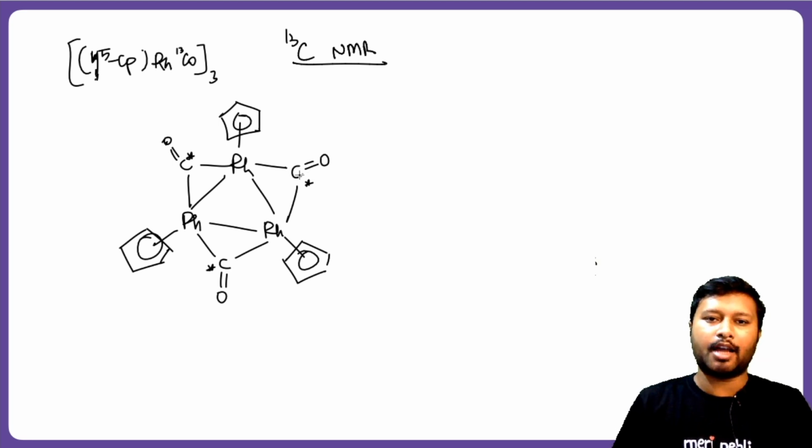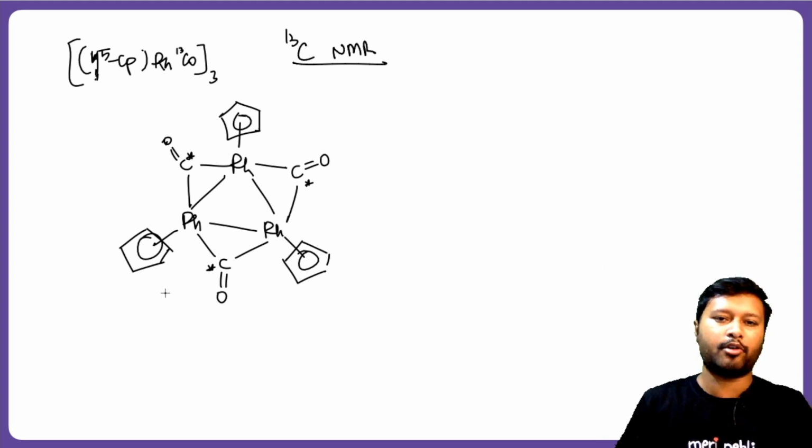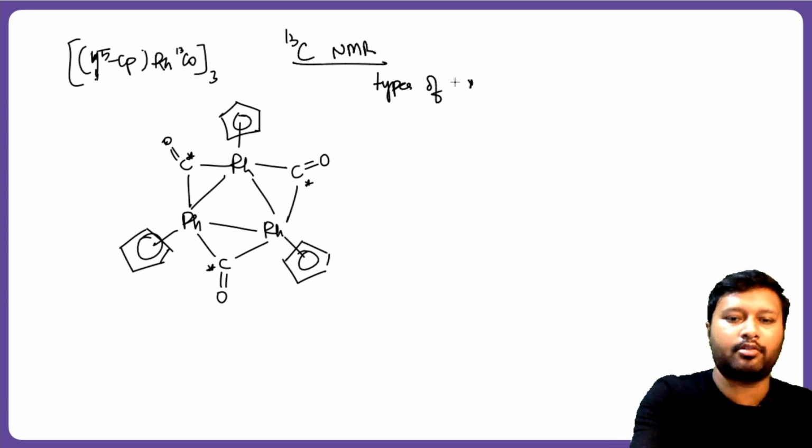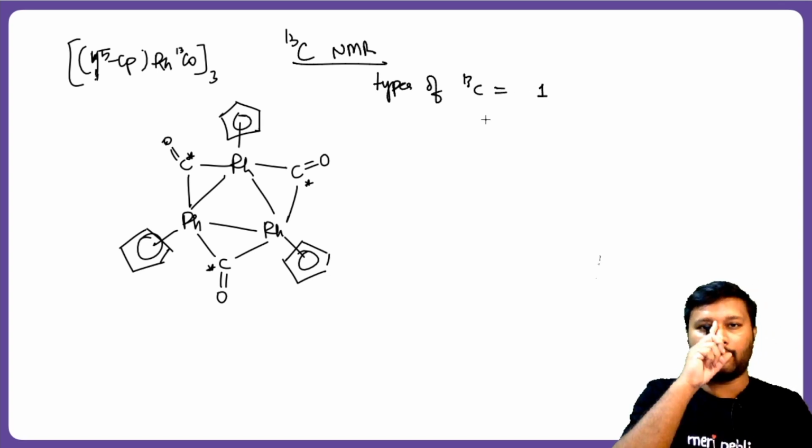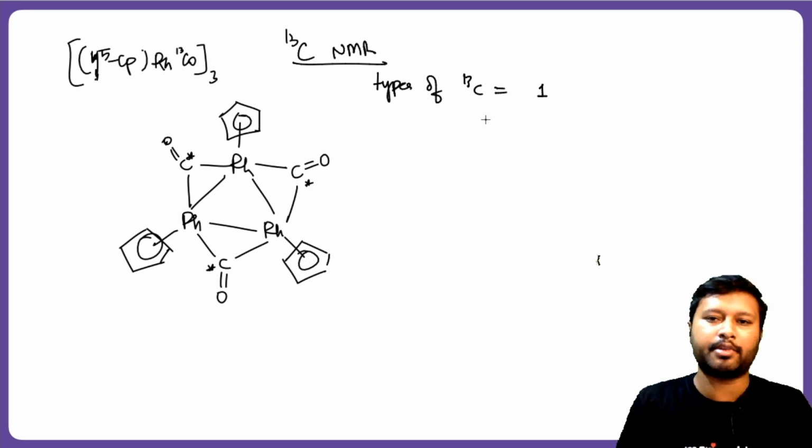And are these labeled carbons equivalent? Yes, they are all equivalent. If you look, they are all in the same chemical environment. How many types of 13C do I have? Basically I have just one type of 13C. All the 13C are of the same type, right?